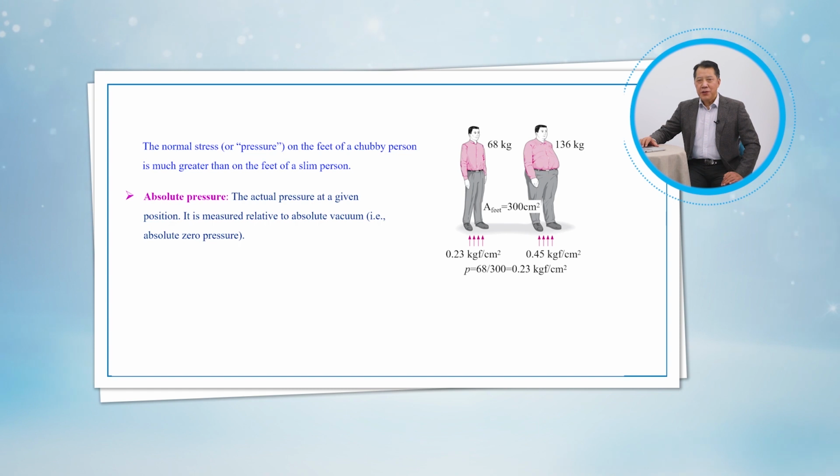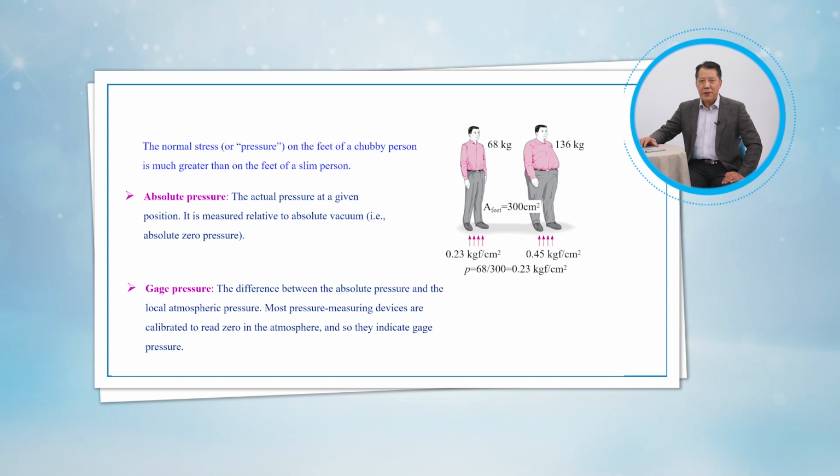The actual pressure at a given position is called the absolute pressure, and it is measured relative to absolute vacuum. Most pressure measuring devices, however, are calibrated to read zero in the atmosphere, and so they indicate the difference between the absolute pressure and the local atmospheric pressure.